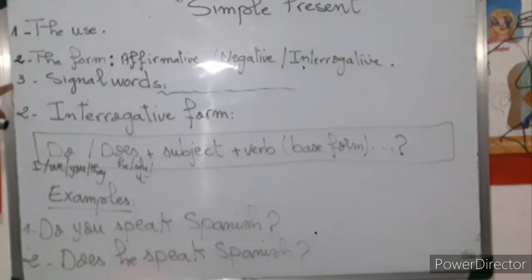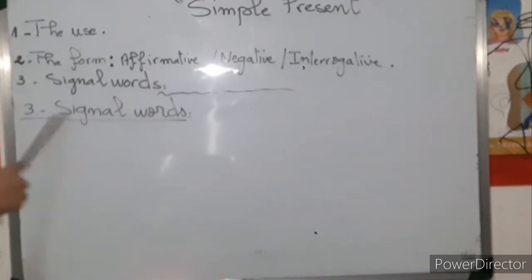Let's move on to the last item, which is the signal words. So the last item is signal words. The first question is, what do we mean with signal words? So signal words are words that show you the tense of the verb.